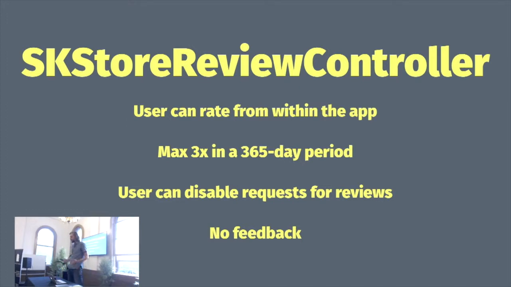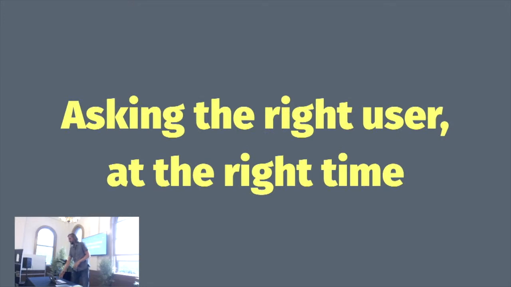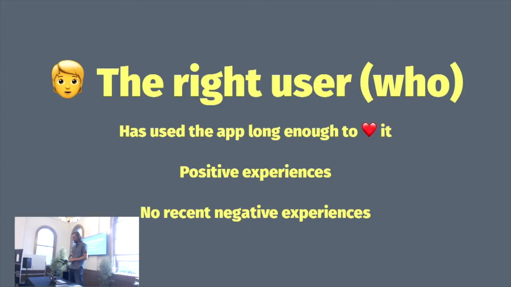So SKStoreReviewController deals with how to ask for a rating in your app, but it doesn't really deal with when to ask for it and who to ask. As I mentioned before, who to ask is your happy users. And they're different for every app. How do you define a happy user? But it comes down to 3 broad rules.